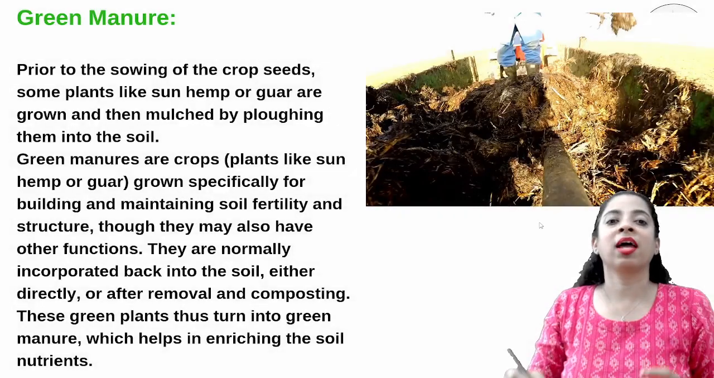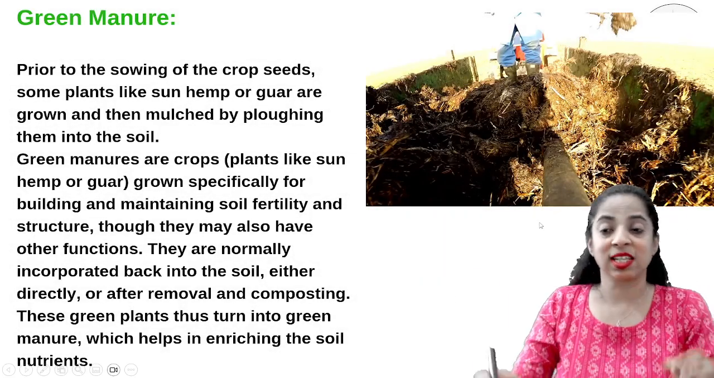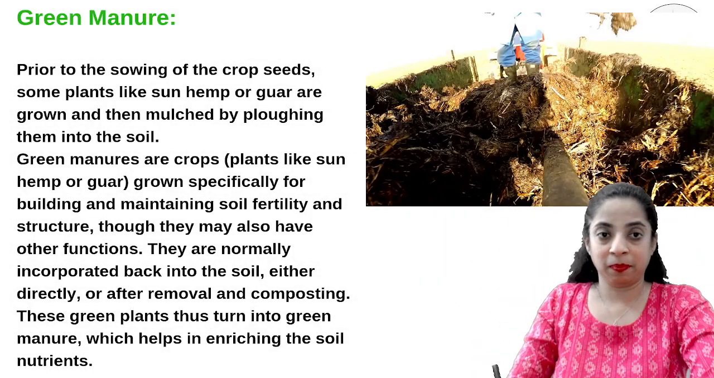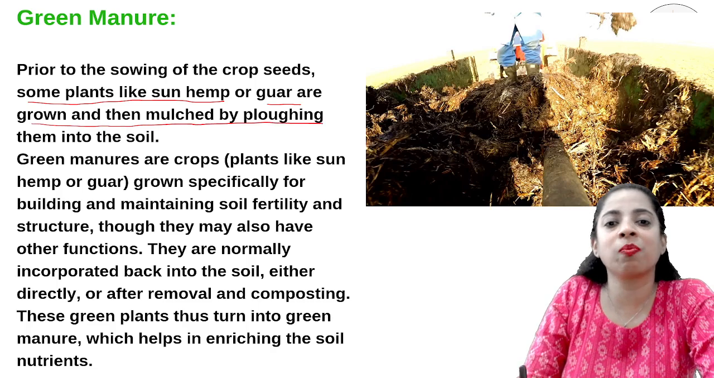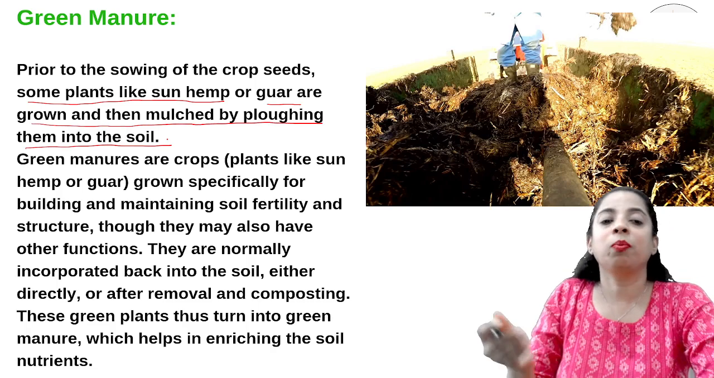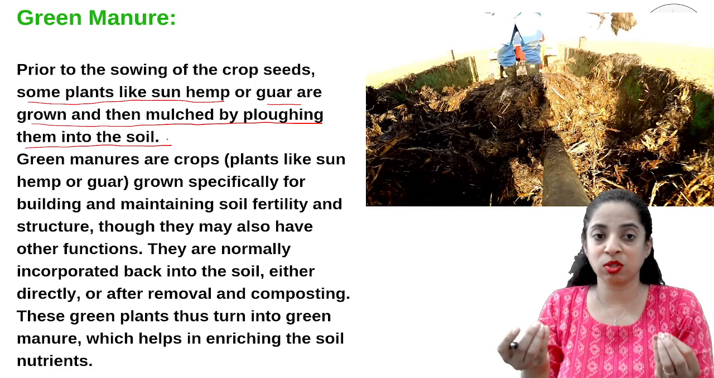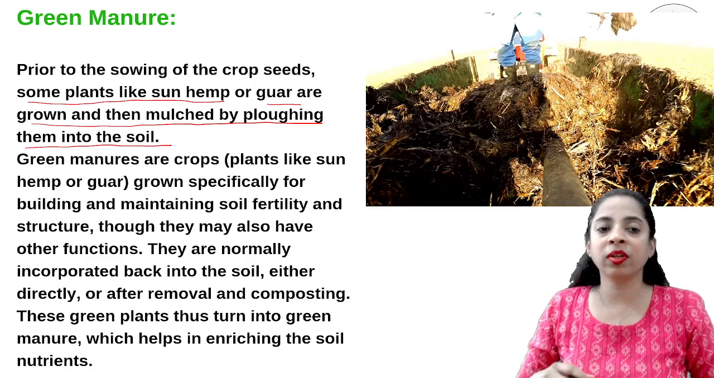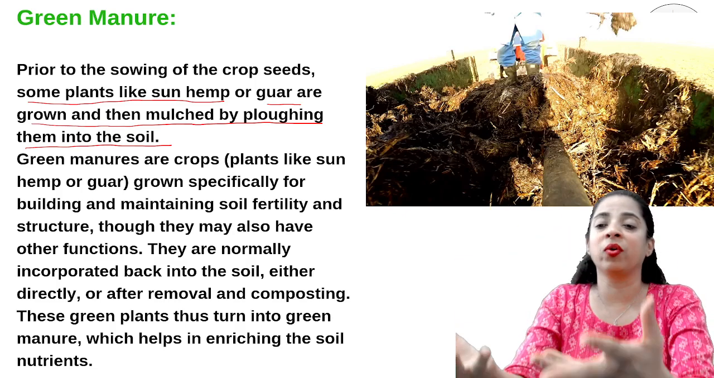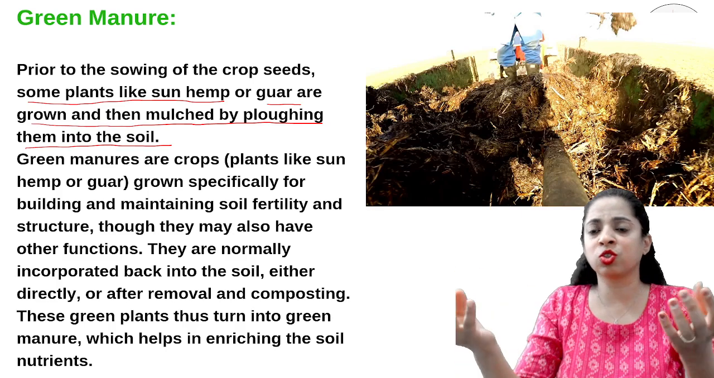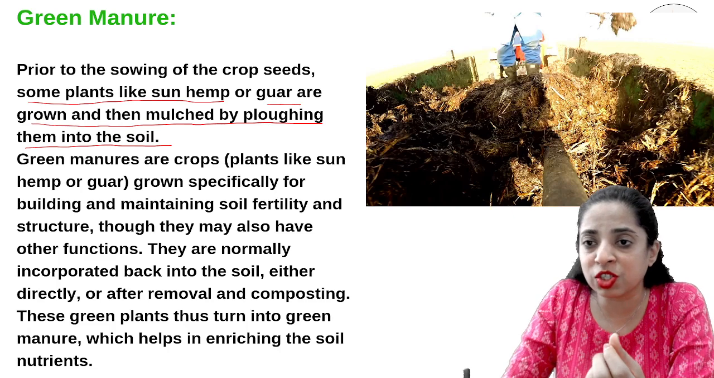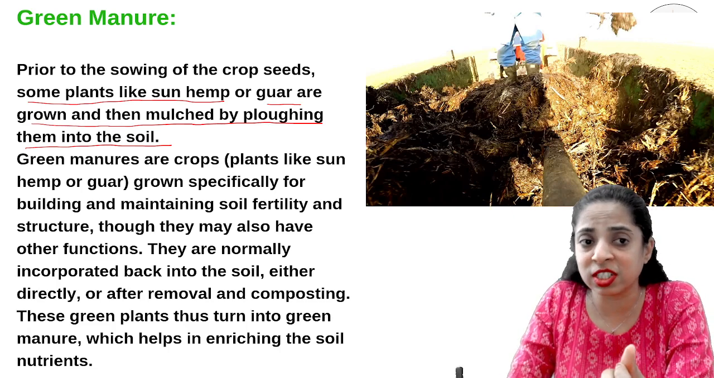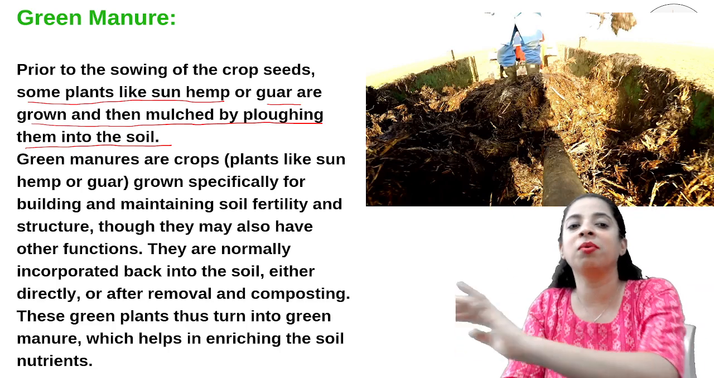So now prior to sowing of the crop, seeds डालने के पहले, है ना, some plants like sun hemp or guar are grown and then mulched by plowing them into the soil. तो पहले हम सन हेम्प या ग्वार जैसे कुछ प्लांट्स उगाते हैं और फिर उनको सॉइल में डाल देते हैं प्लोइंग के थ्रू. तो आपने देखा ये जो ग्रीन प्लांट्स जिसे डाला जा रहा था, आपको जो ग्रेइश ब्राउनिश ग्रीनिश चीज़ दिख रही थी, उसको फिर से सॉइल में डाला जा रहा है.